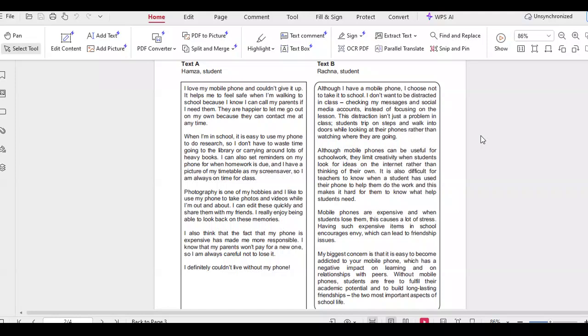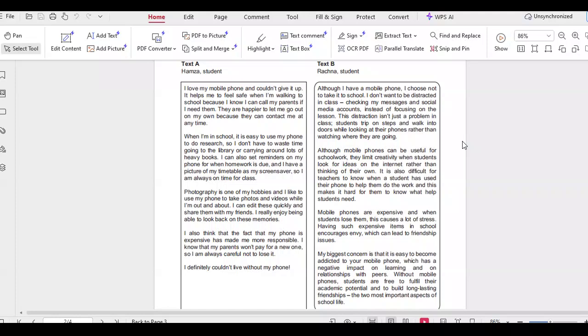Now, let's move on to text speak, which is also written from the student's perspective, and the student's name is Rachna. So let's see what Rachna has to say. She says that although I have a mobile phone, I choose not to take it to school. I don't want to be distracted in class, checking my messages and social media accounts instead of focusing on the lesson. This distraction is not just a problem in the class. Students trip on steps and walk into doors while looking at their phones rather than watching where they are going. So the first main idea that Rachna has presented over here is that the phone distracts students in class.